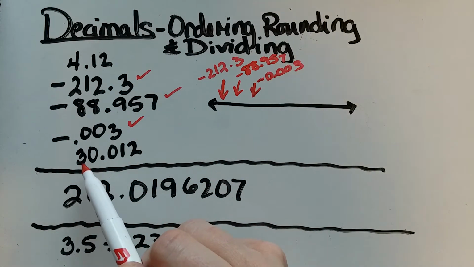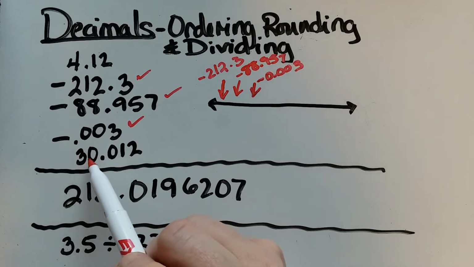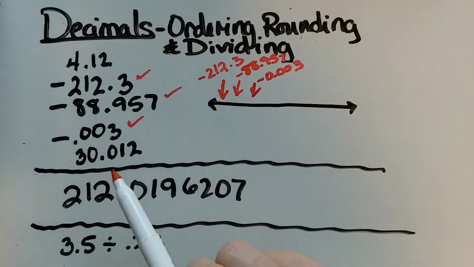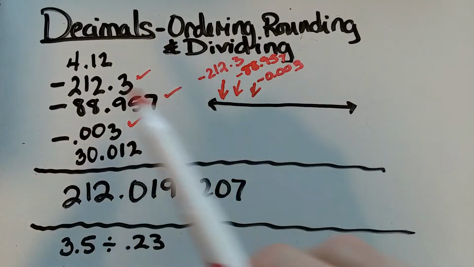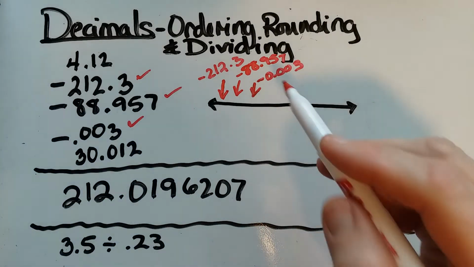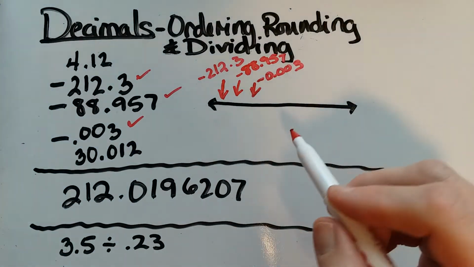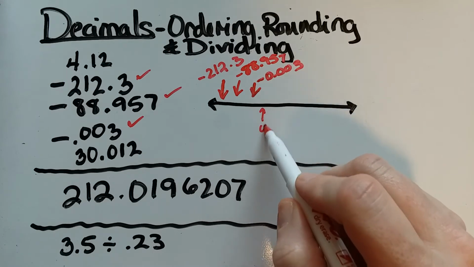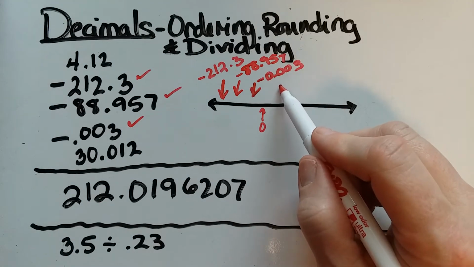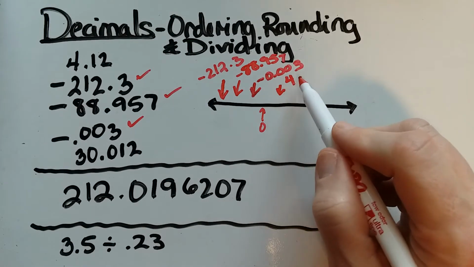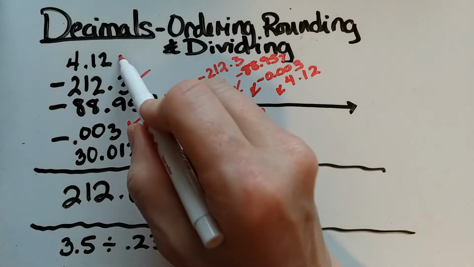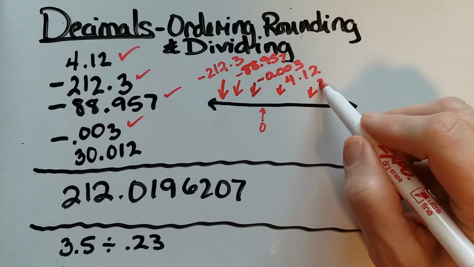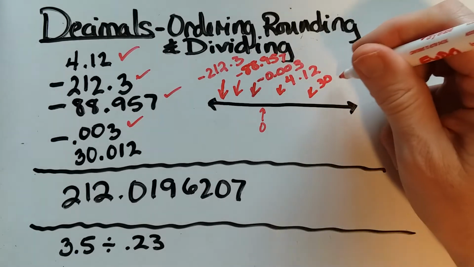All right, so now we have the positive numbers, and we're going to look to see which place values are filled here on the positive numbers. We have 30 to the left of the decimal, or we have 4 left of the decimal. Well, 30 is more positive than 4. 4 is going to be the next least number. So somewhere along here was 0, right? So assuming we have 0, now we're in the positive side of the number line, 4.12. And then our last number here is going to be positive 30 and 12 thousandths.